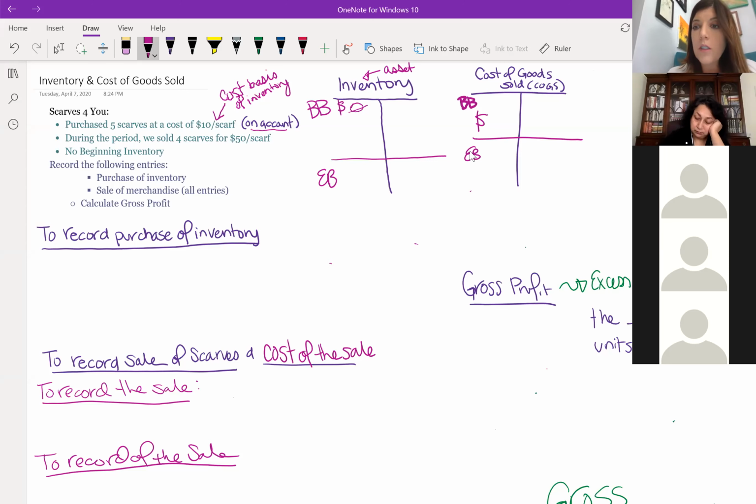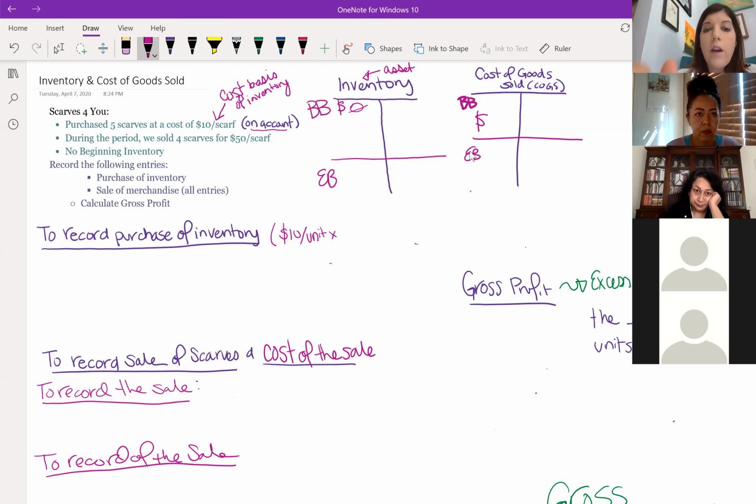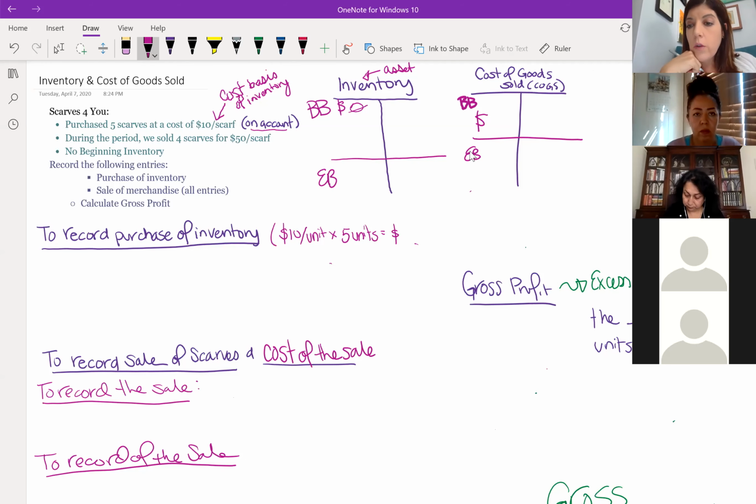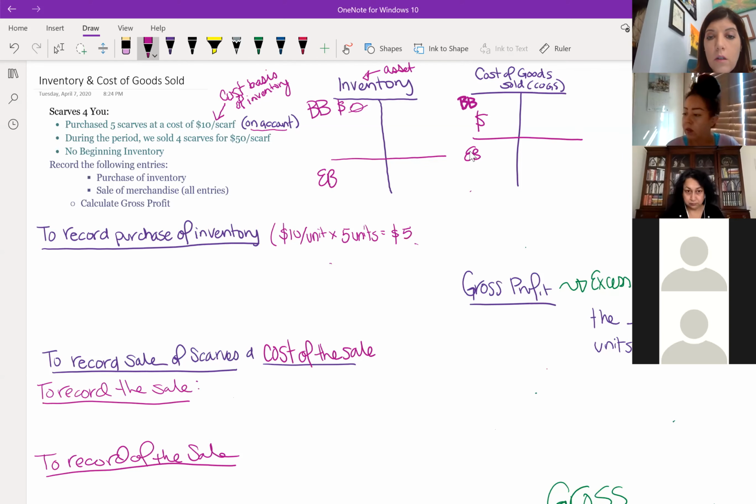When we record the purchase of the inventory, we're going to take the cost basis, which is $10 per scarf. So $10 per unit times what, to determine the total amount of the purchase? Times 5 units, right? Because we purchased 5 scarves. So how much is this going to impact inventory by? $50. Yes, continue.